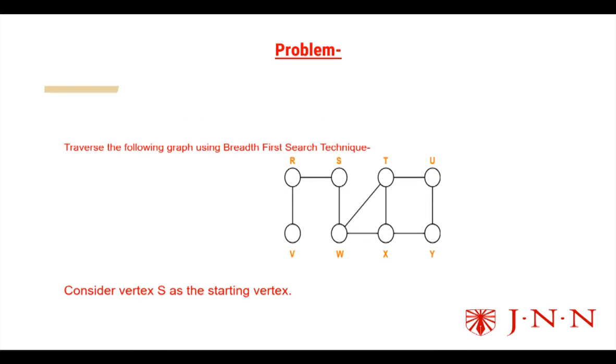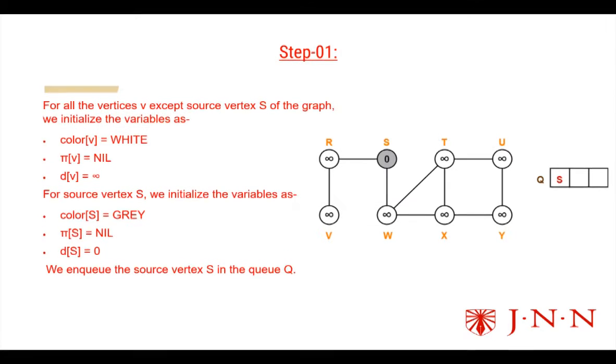Here in the given problem, we have taken 8 different nodes, that is R, S, T, U, V, W, X, Y. Here we are going to implement the breadth first search technique by using the vertex S as the starting vertex. So initially all the vertices are white, and S, being the starting vertex, is denoted as 0, and the remaining vertices have infinite value. Initially the queue Q is going to store the starting vertex S.